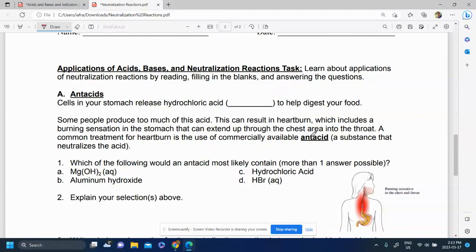In your stomach, you have special cells that will release an acid called hydrochloric acid. And you know what that is. You know hydrochloric acid is HCl. So your stomach acid is actually HCl, and that helps you to digest food. Sometimes some people will produce too much of this acid, and that can cause heartburn.